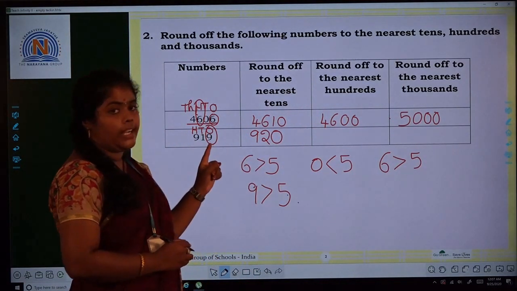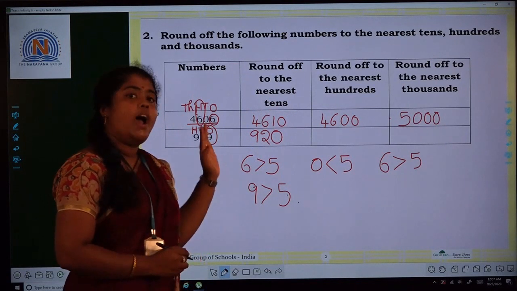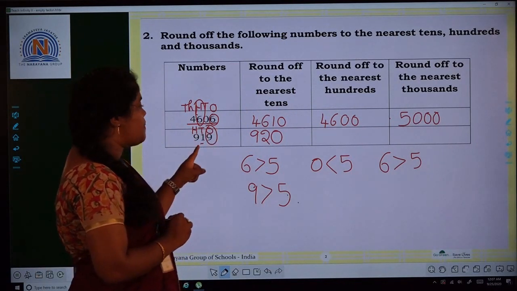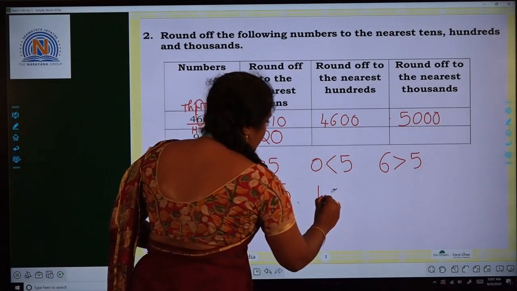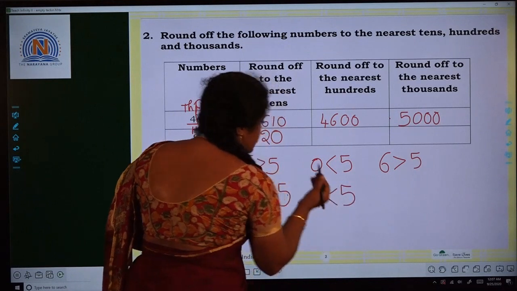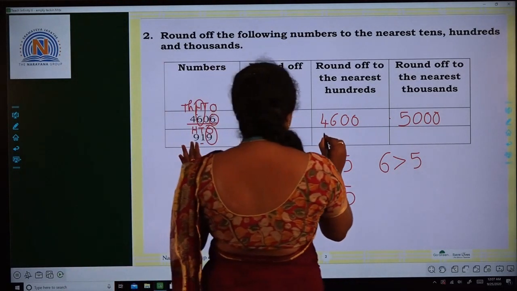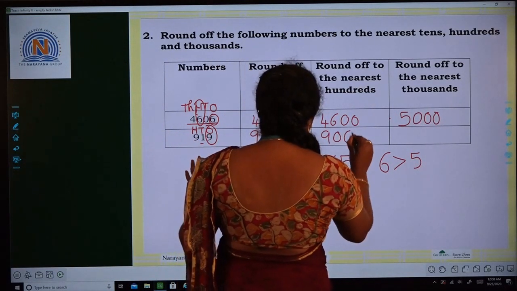Here 919 is there. Here we want the nearest 100. So we have to see the place before the hundreds place. The place before hundreds is the tens place. In the tens place the digit is 1. It is less than 5. If the digit is less than 5, you have to write the highest place as it is, 900, and in the remaining places you have to write zeros.